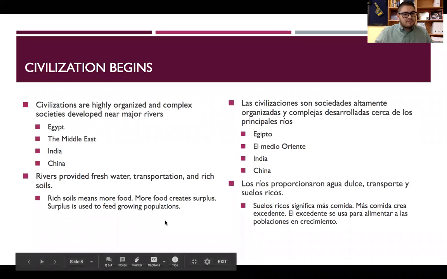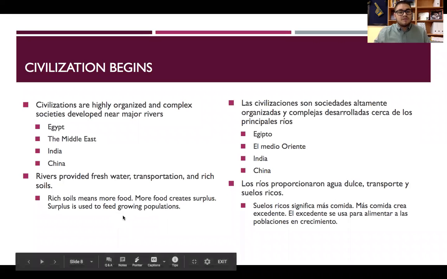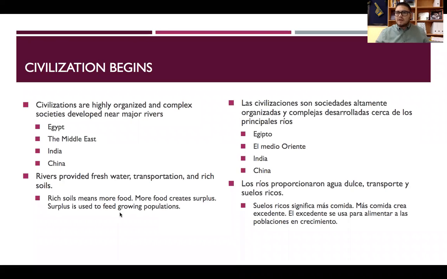Now, the rivers provided fresh water, transportation, and rich soils. Rich soils mean more food. More food creates surplus, right? So if you have more food, there's leftovers. So you don't have to worry about making more and more because you have leftovers. You can stockpile your food. Now, you can support more population because there's more food available, right? Surplus is used to feed the growing population. So the more food you're able to cultivate, the more people you have. The more people you have, the more food you can cultivate. So eventually you're going to start seeing a spiral, right? That's how that's going to work.